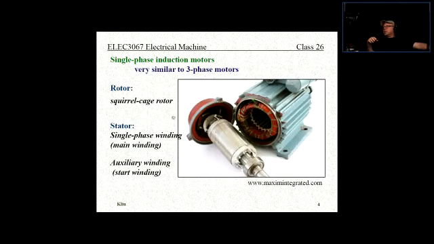Construction and the principle. All right, single phase induction motors are very similar to the three phase motors, but they're different. They're almost like that, but they're different. The induction motor with the wound rotor, in single phase, is almost like a DC motor, but with the AC.